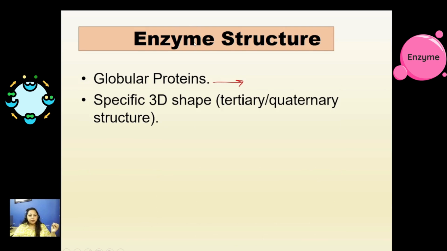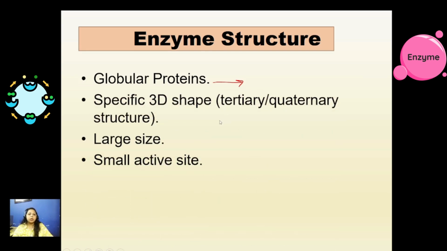It has a specific 3D structure based on its tertiary or quaternary structure. So we have different categories, and it is based on the bonding, like what type of bond is present, whether hydrogen bonding is there, and that bonding leads to different arrangements in the structure.